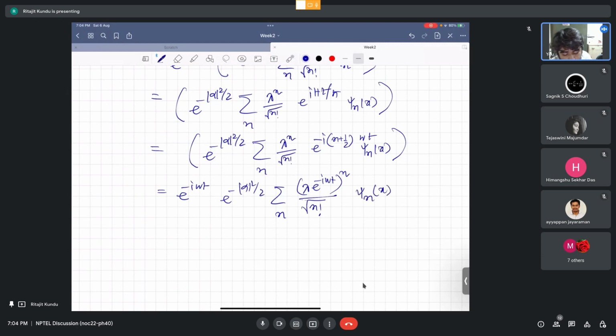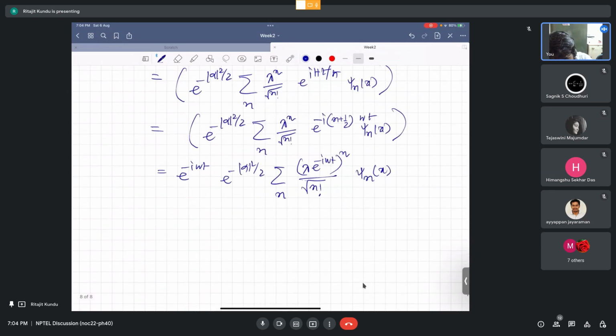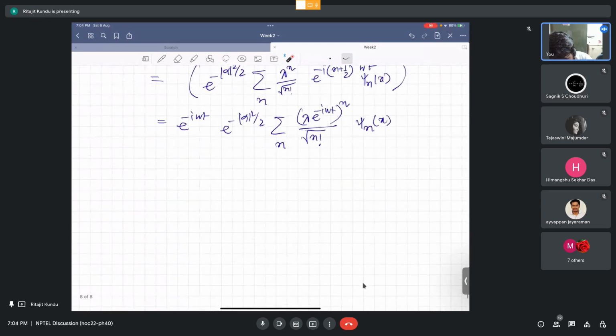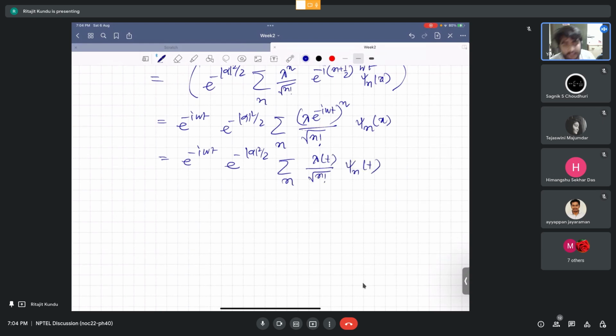So you see what I am doing here: I am trying to put this time dependence inside this eigenvalue. Let's write it like that. This is e to the power minus iωt, e to the power minus |α|² by 2, summation over n, then α as a function of t to the power n by square root of n factorial, ψ_n. We'll see why this is useful. Now the eigenvalue in this eigenvalue equation of the annihilation operator actually becomes time dependent. So α(t) is α e to the power minus iωt.